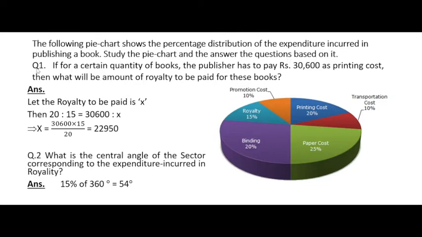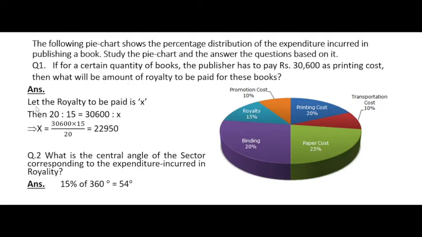So question number 1 says, if for a certain quantity of books, the publisher has to pay rupees 30,600 as printing cost and the printing cost is 20% of the total cost, then what will be the amount of royalty to be paid for these books? And the royalty is 15%.